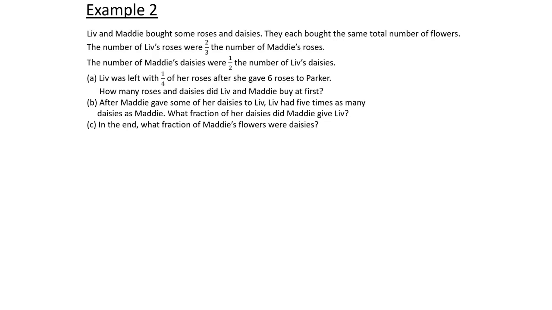Liv and Maddie bought some roses and daisies. They each bought the same total number of flowers. The number of Liv's roses was 2/3 the number of Maddie's roses. The number of Maddie's daisies was 1/2 the number of Liv's daisies. Liv was left with 1/4 of her roses after she gave 6 roses to Parker.